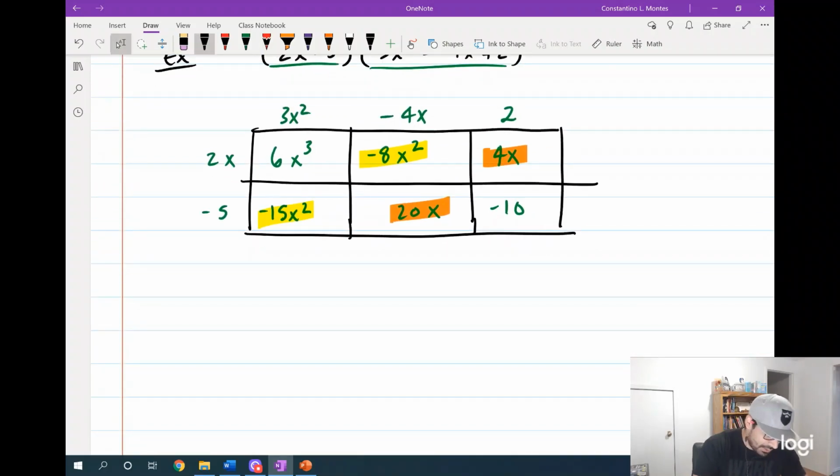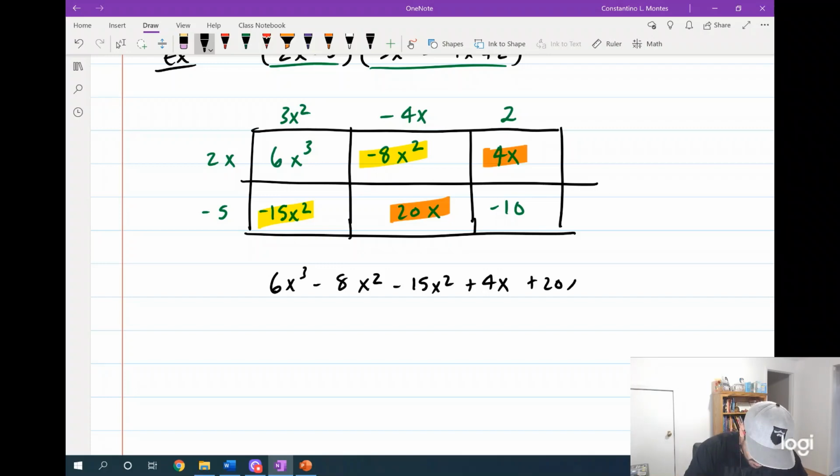So let's do that. We got 6x cubed. That's my top left-hand corner. I'm going to write out minus 8x squared, and instead of going across the top, I'm going to go ahead and take its like term, negative 15x squared, and I'm going to put that right there. Right? Now let's do the next one. It's positive 4x. And then I got its like term, which is positive 20x. And then I got the last piece, which is minus 10.